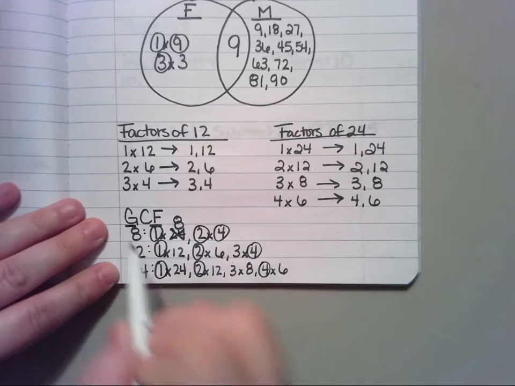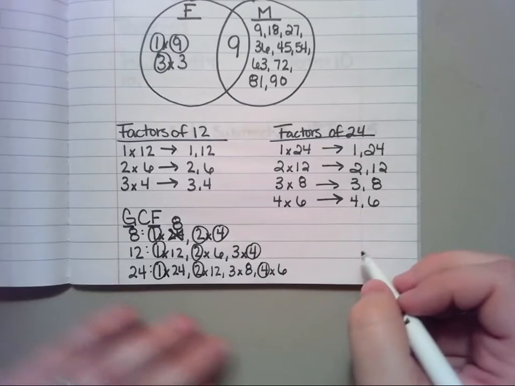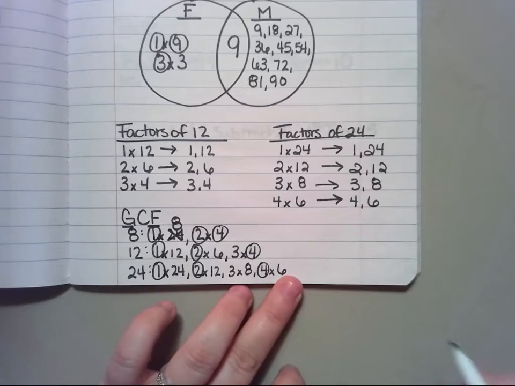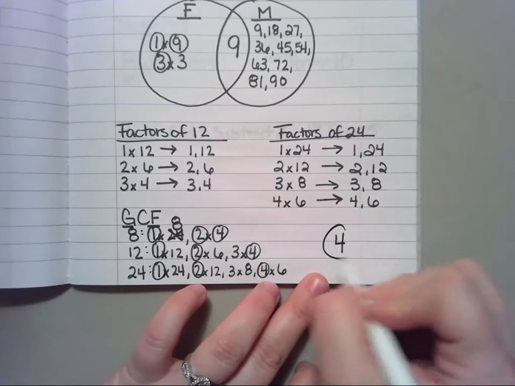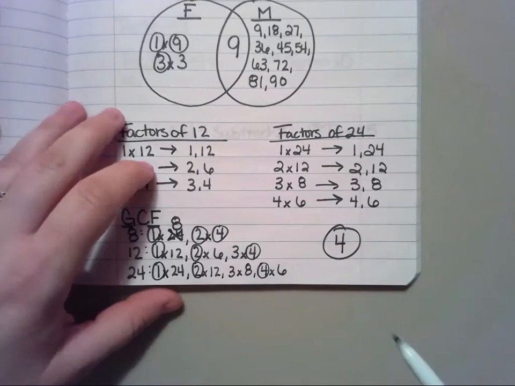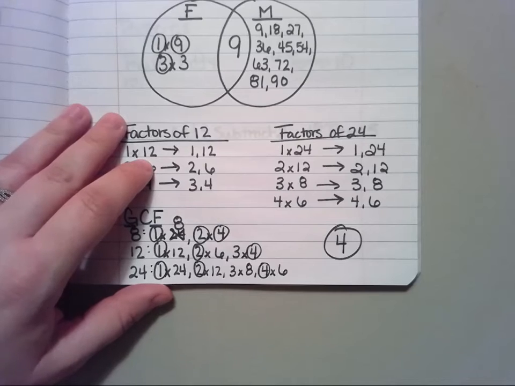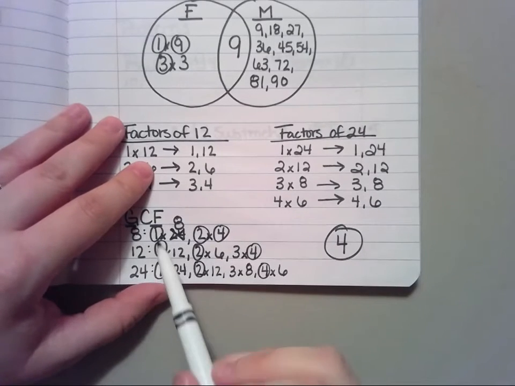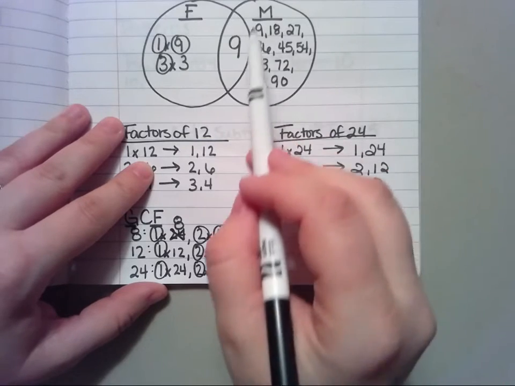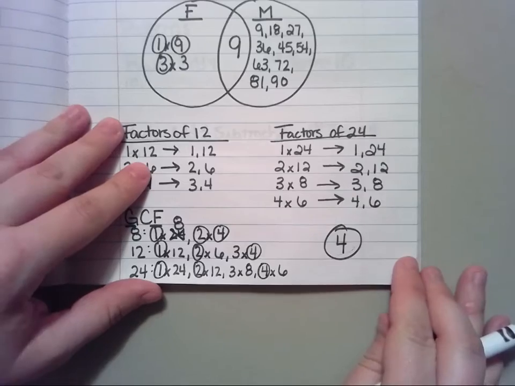Now we're talking greatest. What is the greatest number we have circled? Over here you have a box that says, what is the largest number we have circled? It's a 4. They all share the factor of 4. 4 times something will give me all 3 of those numbers. This means 8, 12, and 24 are multiples of 4. They would appear on this side of a Venn diagram. Okay?